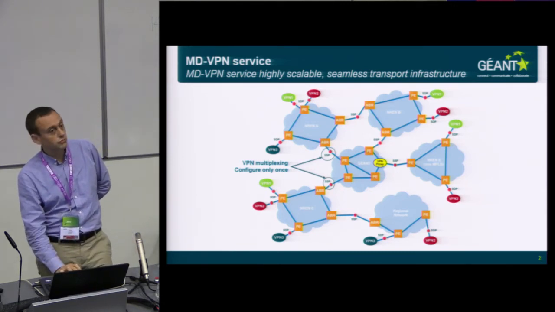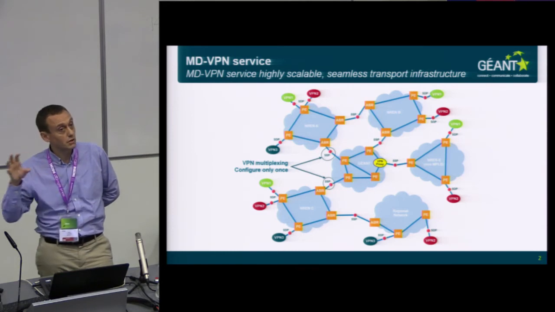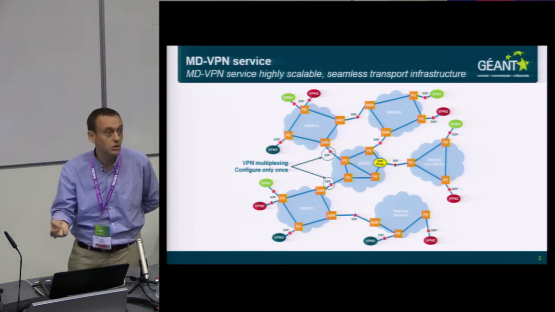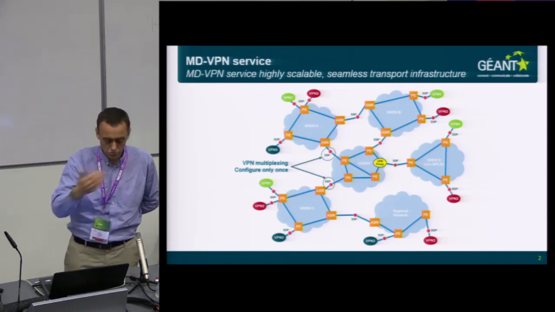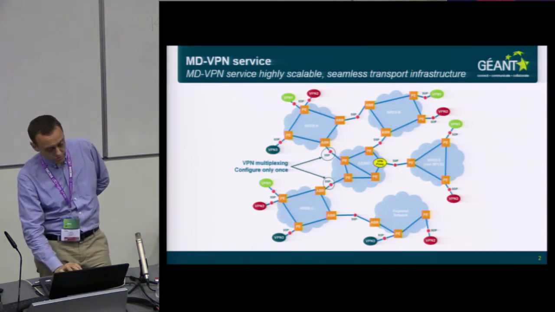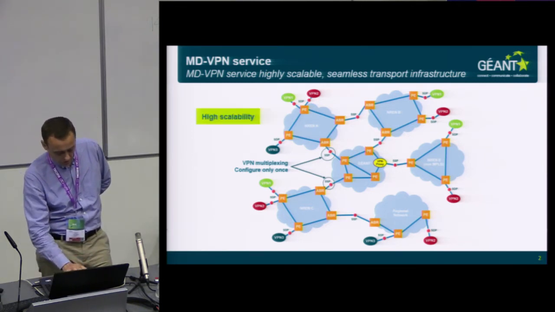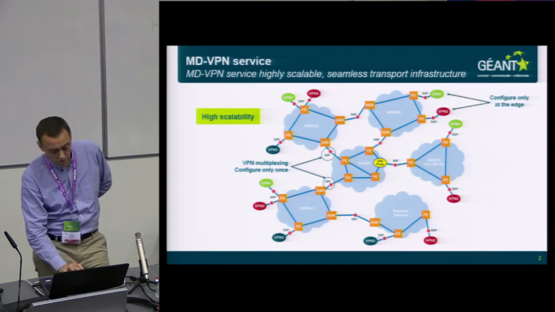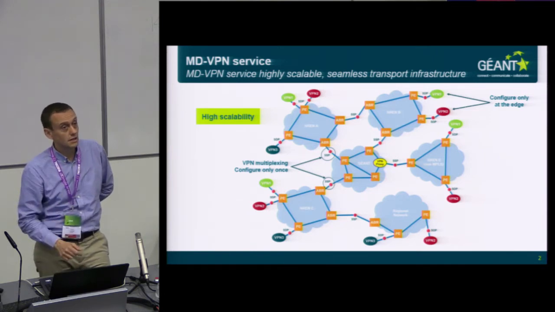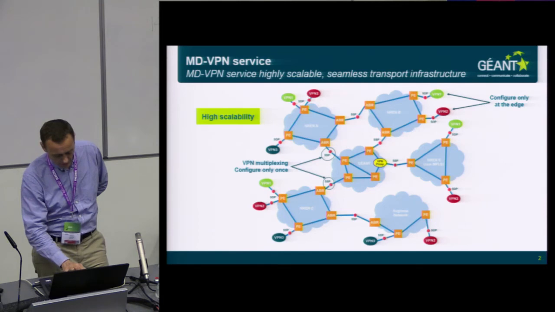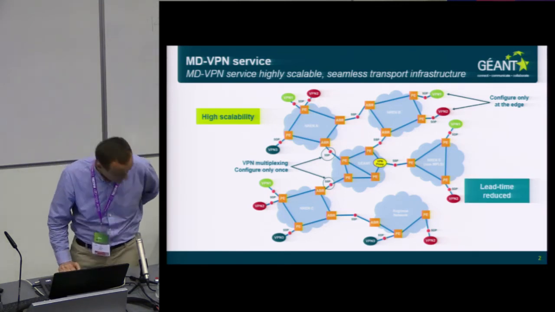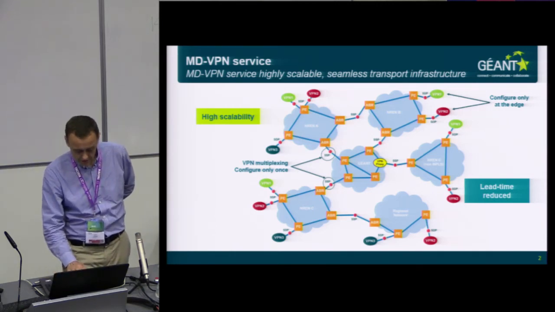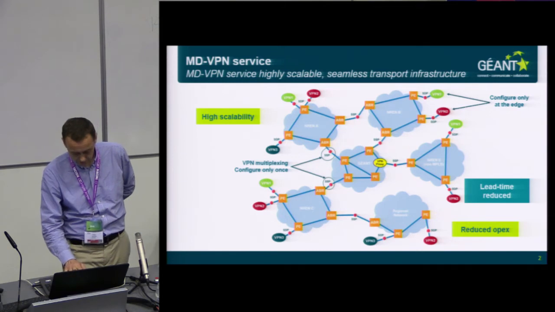You can also use it in your national network, for instance, if you have regional networks, to interconnect the different regional networks and provide VPN through your own domain. What is also important is that it provides you scalability. When you want to create a VPN, you just have to create it at the edge and say, okay, this guy is in the VPN green or this guy is in the VPN red. So of course, the lead time is reduced a lot. You save OPEX because you do not have to create a lot of things.